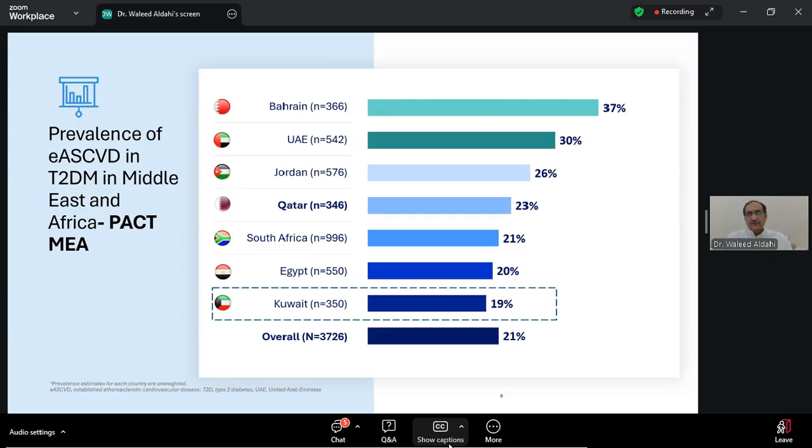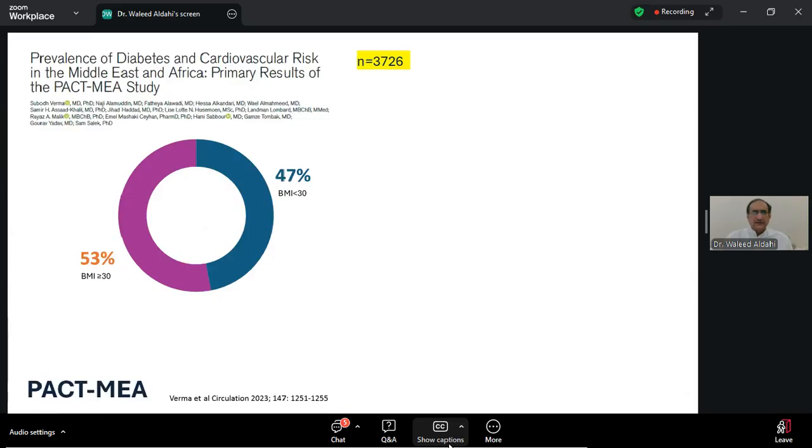This is from the PACT-MEA, which we were all involved in in the Gulf, and some of our colleagues from the MENA region. It shows that in our area also cardiovascular disease is higher. As I remember when I first presented this, one of the cardiologists said that, for example, Kuwaitis do have the first MI at least 18 years younger than the European. So this is a very bad complication.